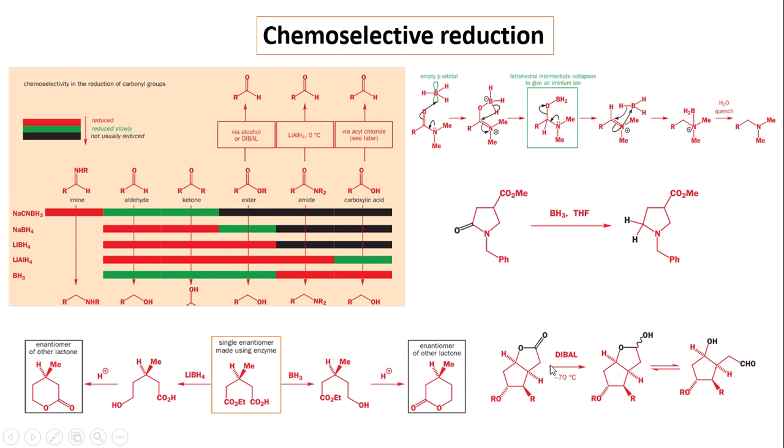And DIBAL, which means diisobutyl aluminum hydride, chemoselectively reduces the lactone derivative to lactol, and it undergoes isomerization to give that of the aldehyde and alcohol. This is the very interesting chemoselective reduction in presence of the DIBAL reagent.